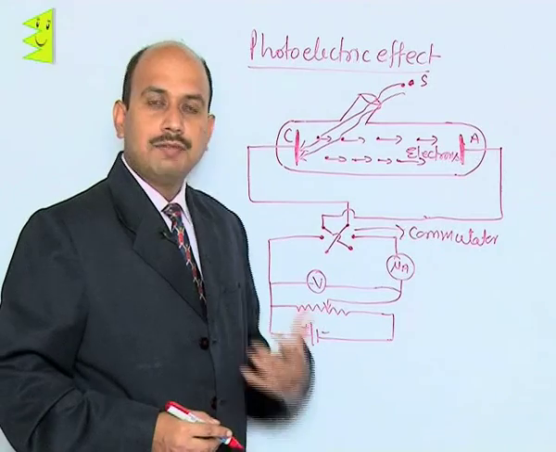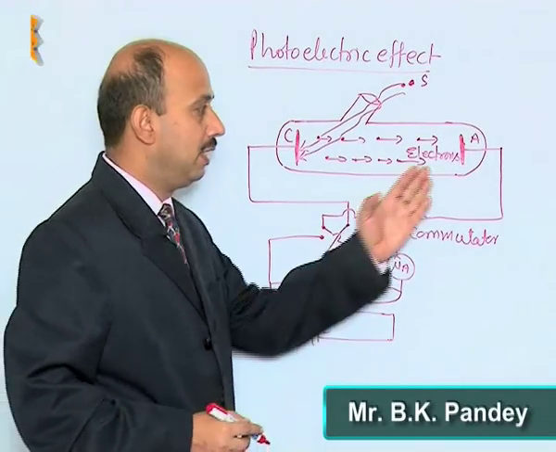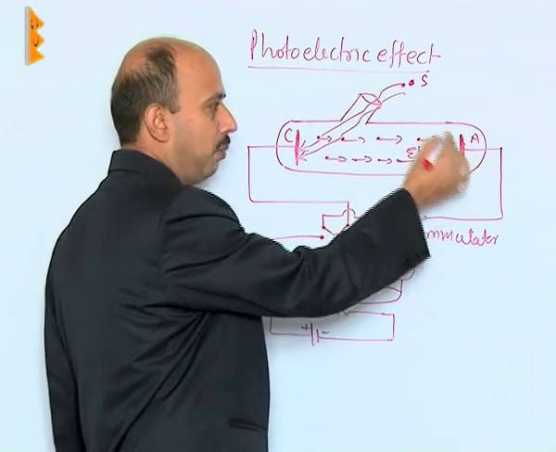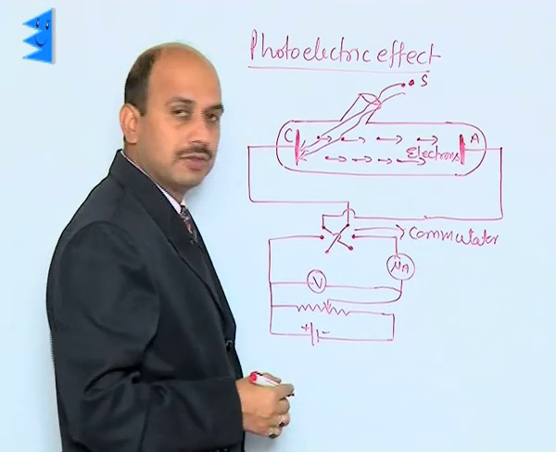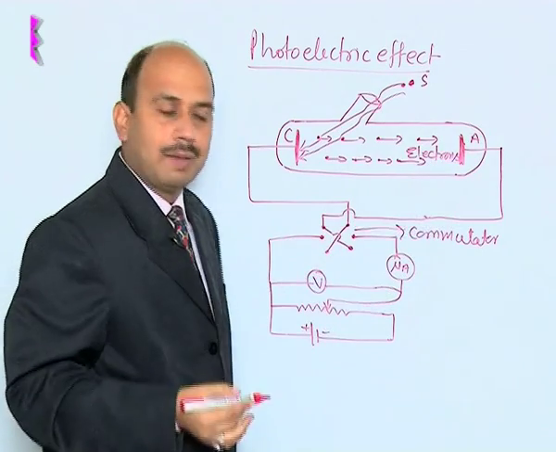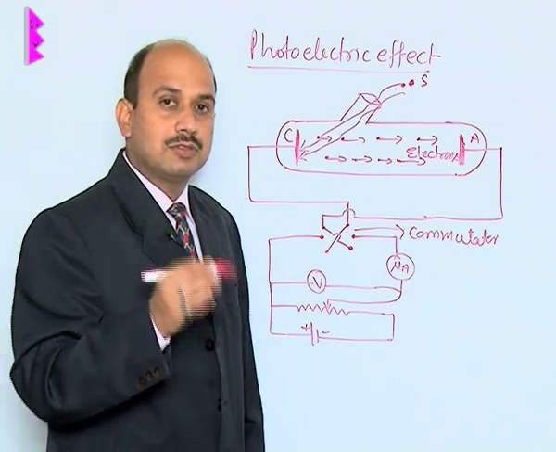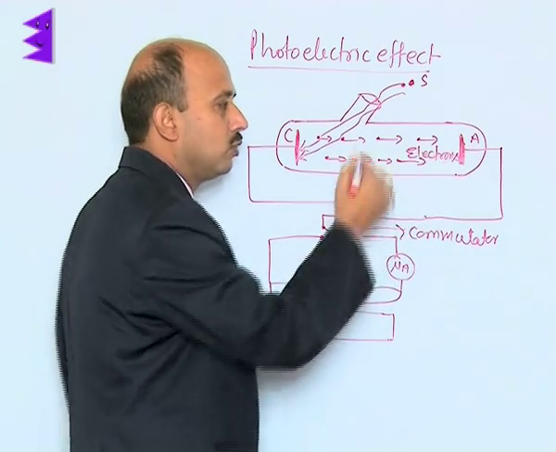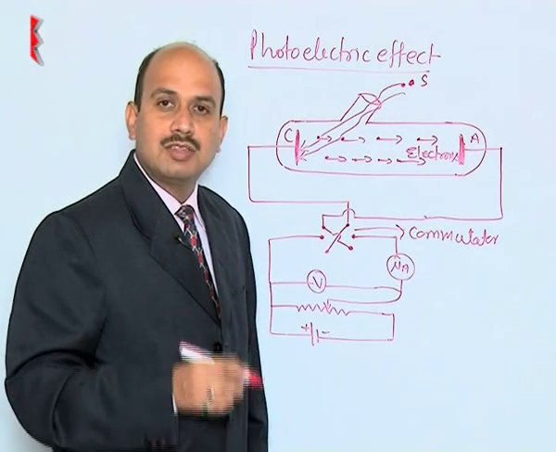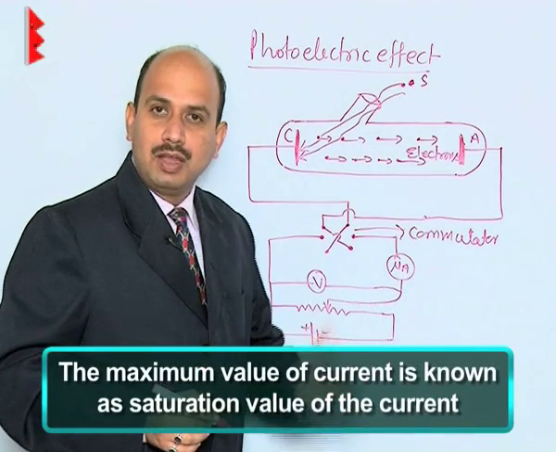So the first one is the effect of intensity on the photoelectric current. Now we will see the effect of the potential of plate A on the photoelectric current. What happens if you keep on increasing the potential of plate A, the collector plate? More and more electrons are attracted by plate A. After some time, all electrons will be reaching plate A. At this stage the current will be maximum, and this is known as the saturated current. So first the current attains its saturation value.